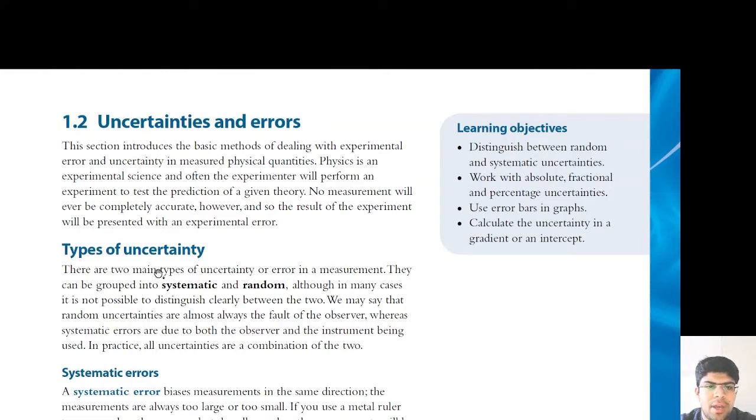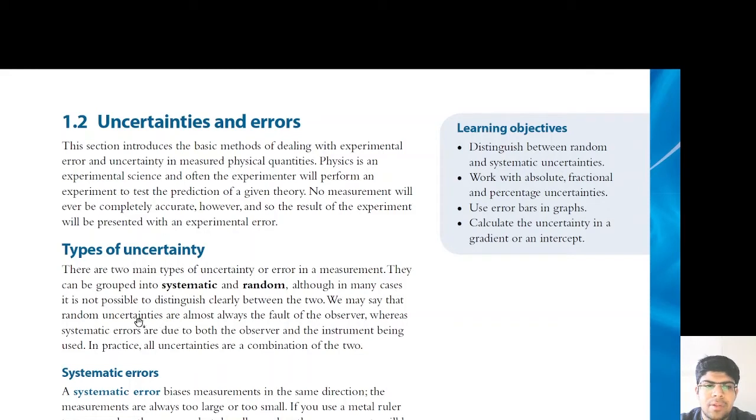There are two main types of uncertainty or error in a measurement. They can be grouped into systematic and random, although in many cases it's not possible to distinguish clearly between the two. We may say that random uncertainties are almost always the fault of the observer, whereas systematic errors are due to both the observer and the instrument being used.